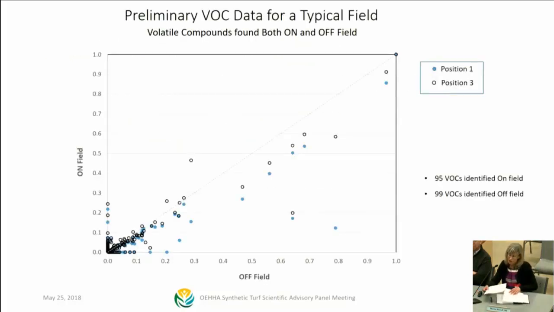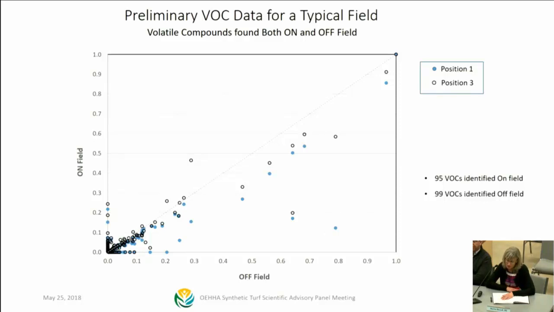Here's a first data slide. So to look at the spatial variability found on a typical field, I'm showing a one-to-one plot showing the relationship between on-field and off-field samples. This graph uses the VOC sample collected during hour 4, the last hour of activity. And I'm showing results from cart 1 and cart 3, just labeled here position 1 and 3. So position 1 is the blue dots, position 3 is the open circles.